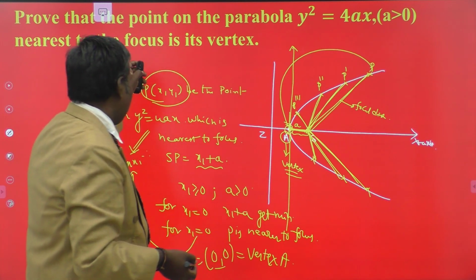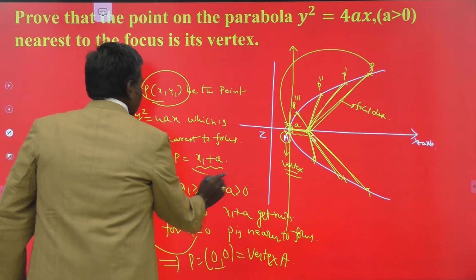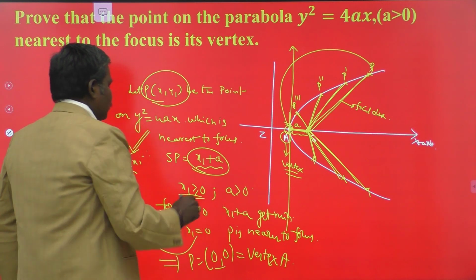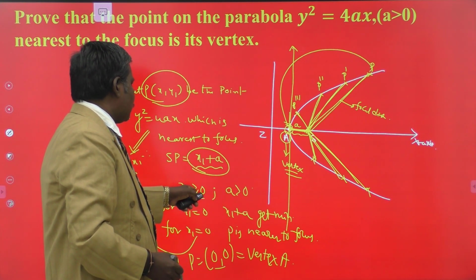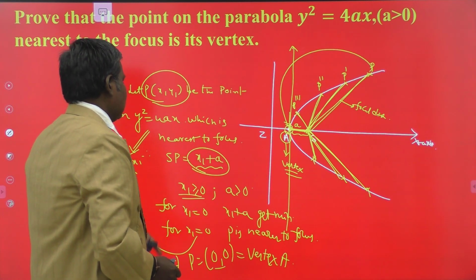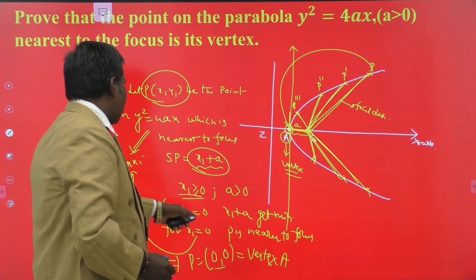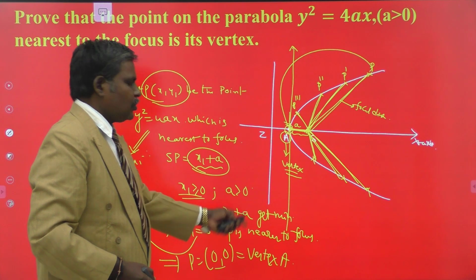Understand? This is the way. So x1 plus a is the focal distance. The range of x1 is 0 to infinity and a is always positive. We choose x1 equal to 0, we get the nearest distance, that is a units. When x1 equal to 0, automatically y1 becomes 0. Okay.